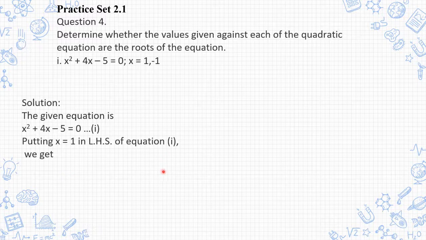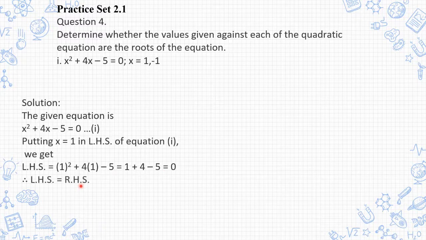So you have 1 plus 4 minus 5. So 4 minus 5 is minus 1. So you have 1 minus 1 equal to 0. So you have left hand side also 0 and right hand side also 0. So LHS equal to RHS. So from here you can say that x is equal to 1 is a root of the given quadratic equation.